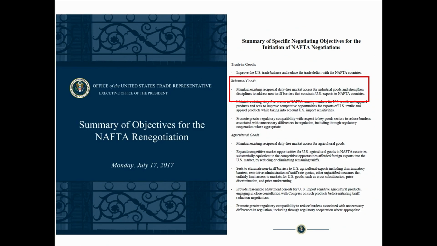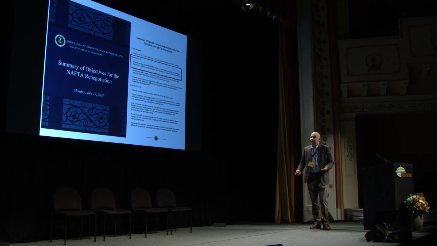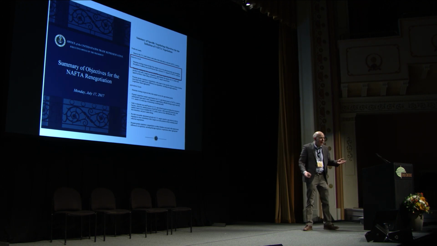Okay, if it's a really bad deal, what's the second objective? Here's the giveaway. Maintain existing reciprocal duty-free access. So this is an unfair trade agreement, and your second objective is to maintain the status quo. So what's the problem with NAFTA? In fact, it just goes down. Agricultural goods, maintain existing. Well, you don't need a new agreement to maintain the existing status quo.